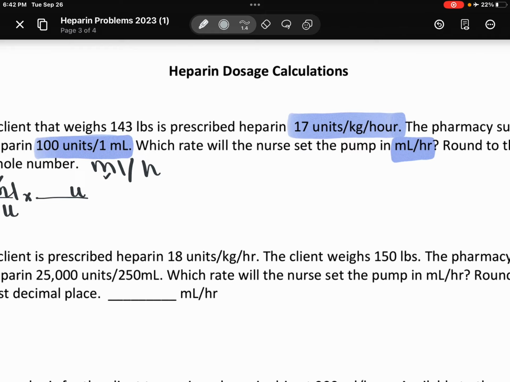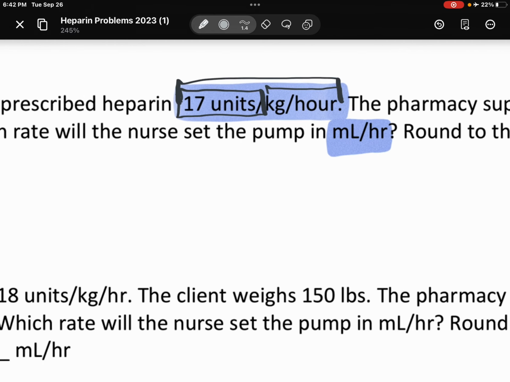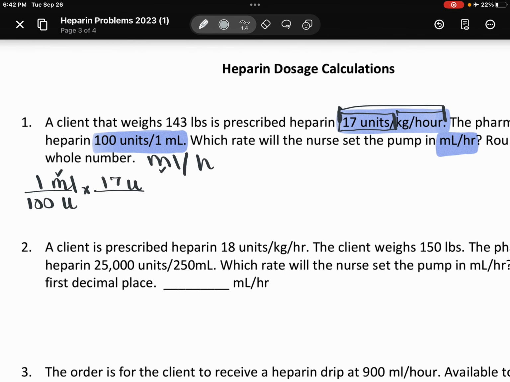So for this problem, to explain this, this right here is one whole problem. I would take my 17 units because that's what I need right there. But I'm going to also put this on the bottom of the problem. So I'm going to take 17 units, put that on top, because my units right here is what I need on top. But I also got to tie in my kilograms and my hour.